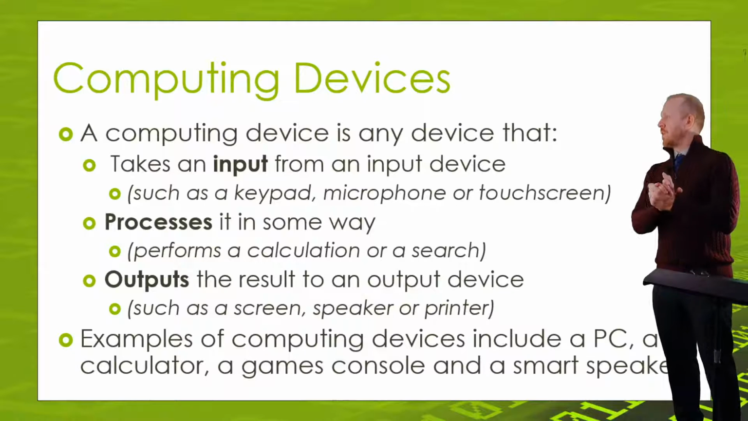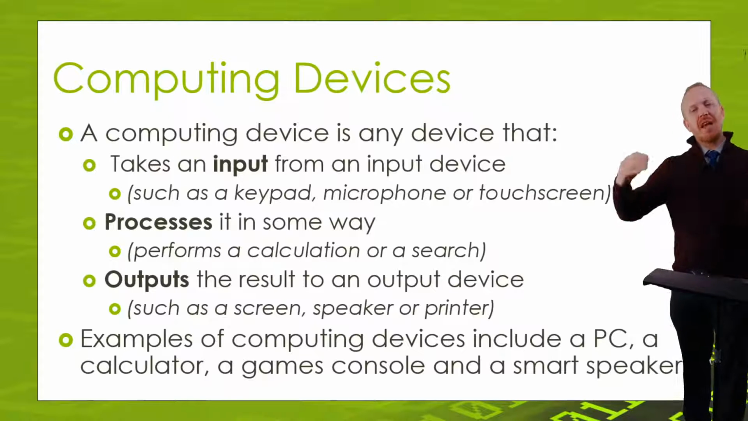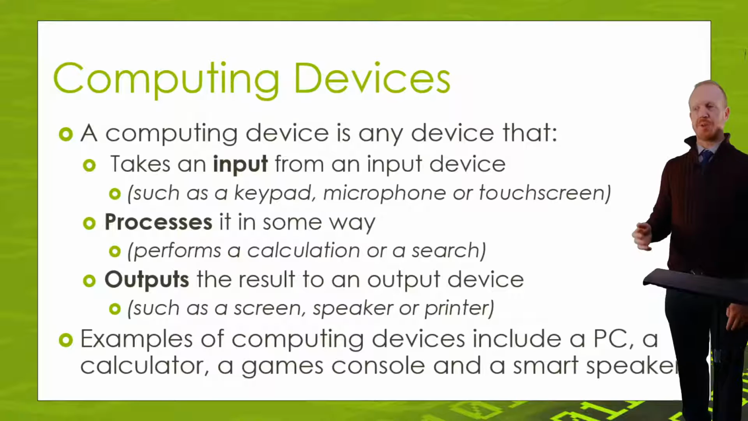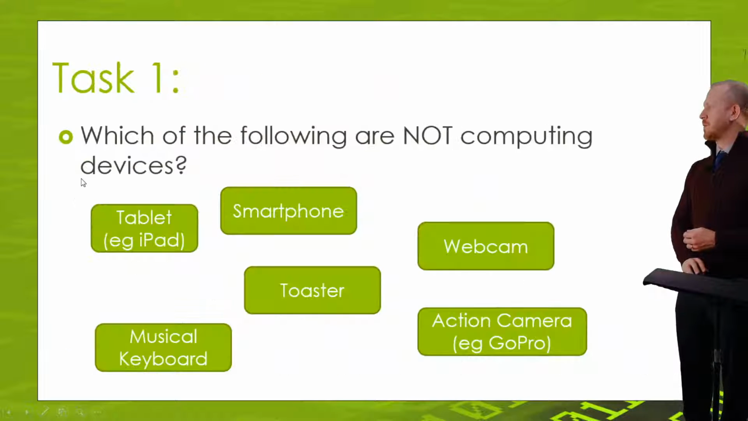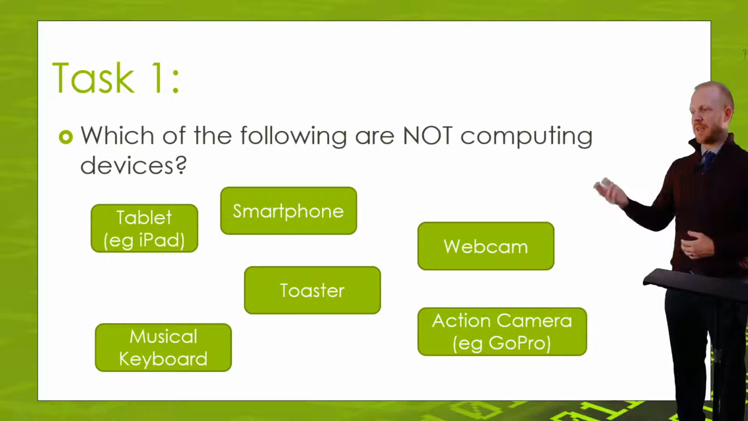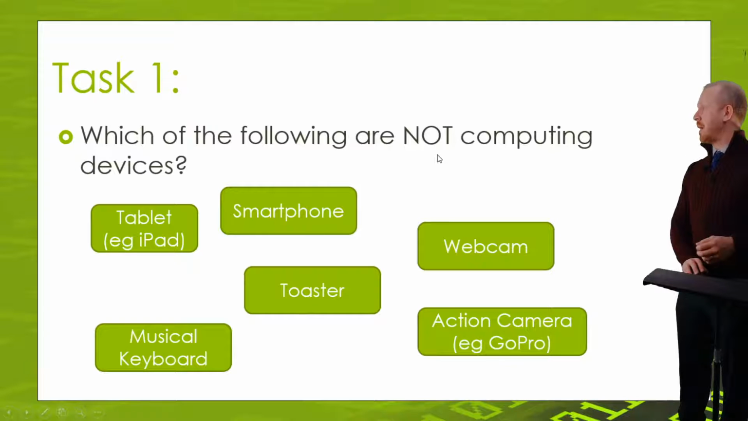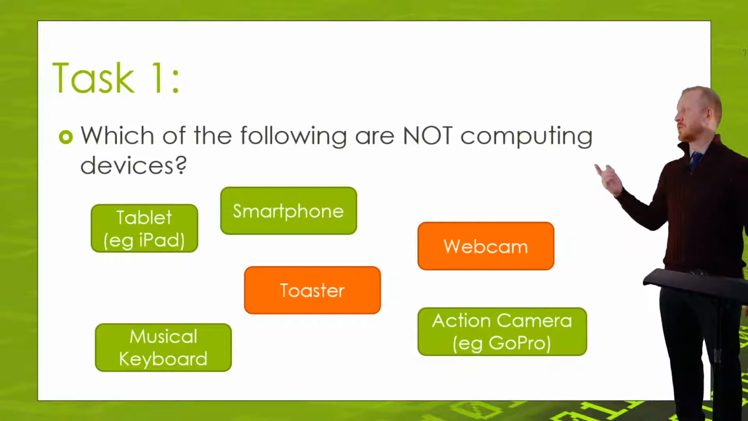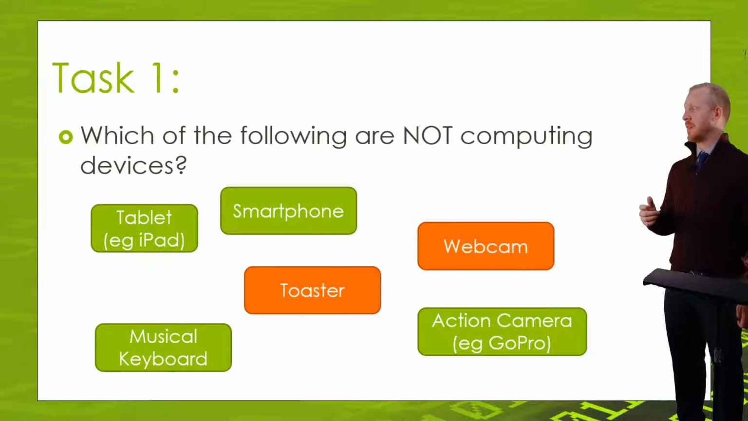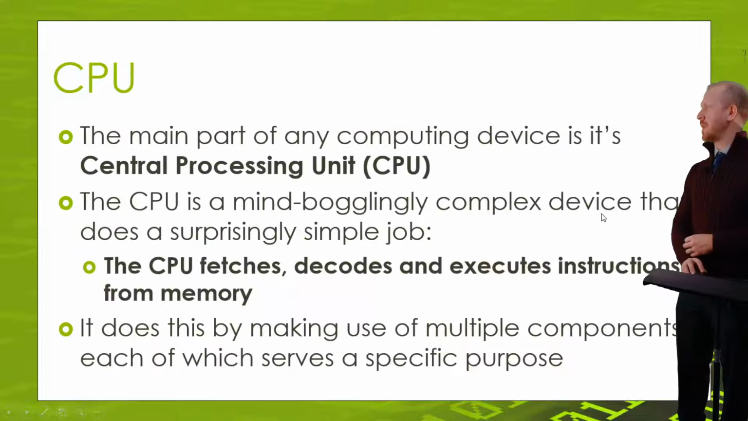Right, so computing devices. A computing device is any device that takes an input, processes it, and produces an output. We just need to know that definition, not much more than that. Computing devices don't necessarily just mean PCs and laptops. It's anything that does that. So out of that, there's only a toaster and a webcam that would not be classed as a computing device. All the rest will take an input, process it, and produce an output.